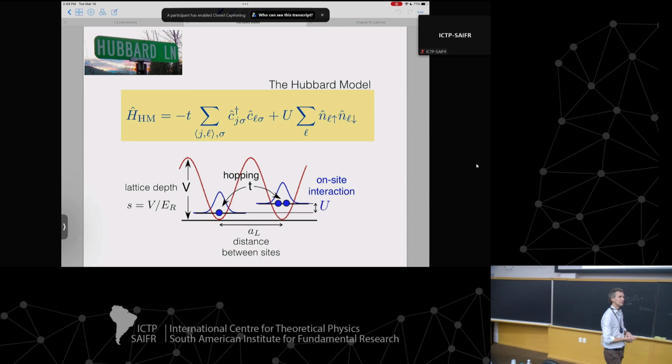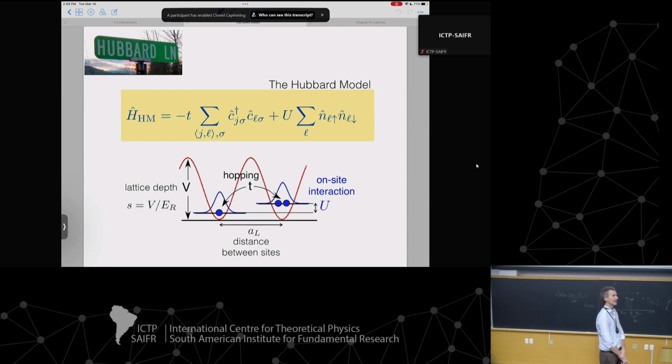Just one more question. Good questions. How can we make sense that by making the potential deeper, we have stronger interactions? We have a greater effect of the interactions. How do you understand it?